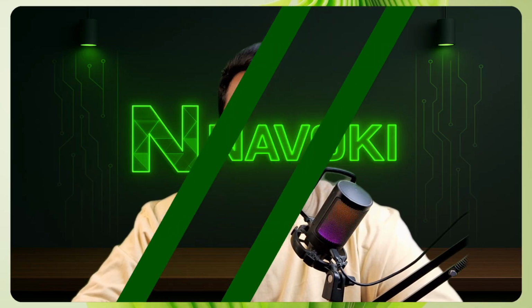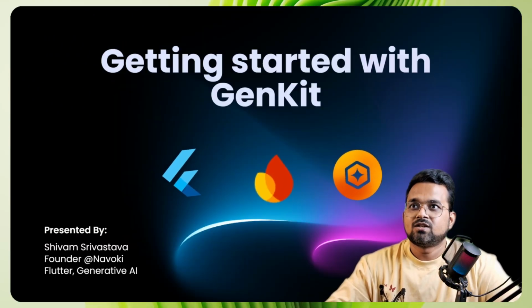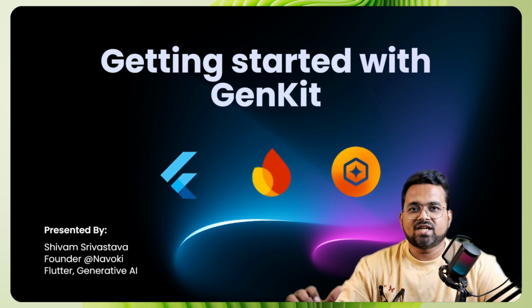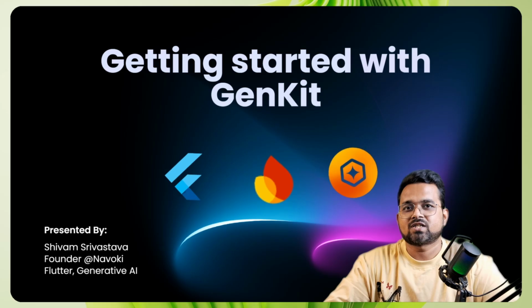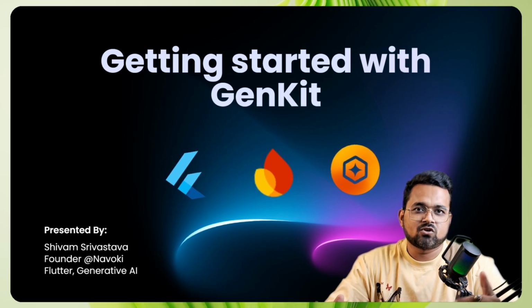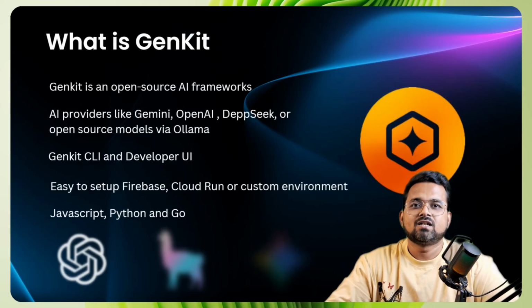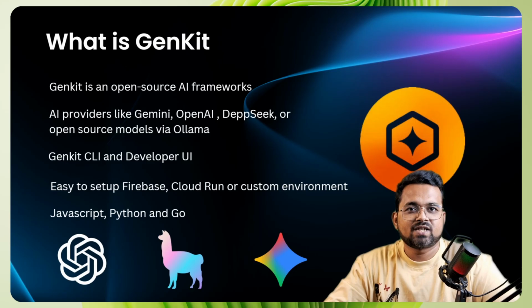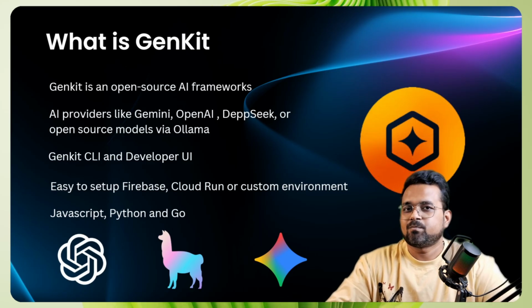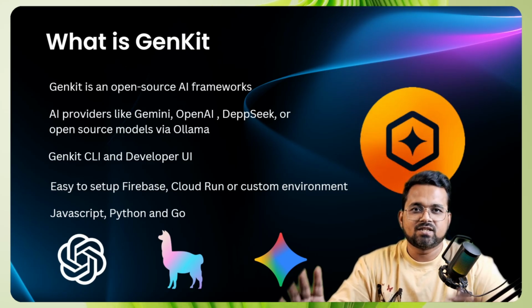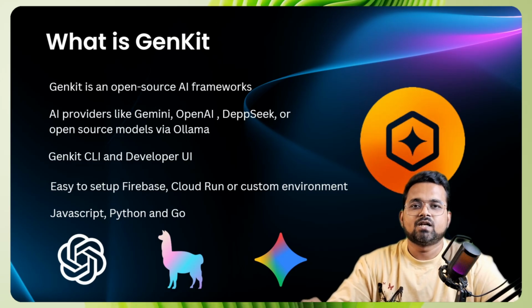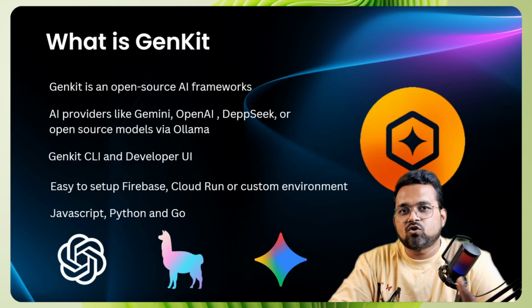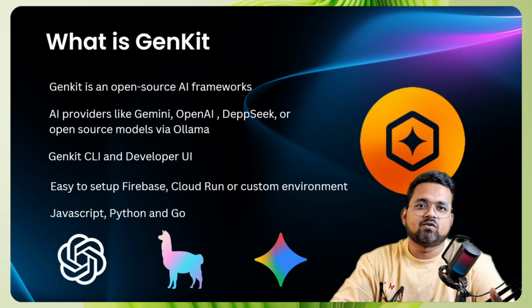Okay, so let's start. What is Genkit? Genkit is an open source AI framework. As you know, there are already a lot of AI frameworks available, like LangChain and Microsoft Agent Framework. Genkit is also a new framework that is available with JavaScript, Python and Go. Python is in the development version, but JavaScript and Golang are available. With Genkit, you can create an AI orchestration framework at the backend level.